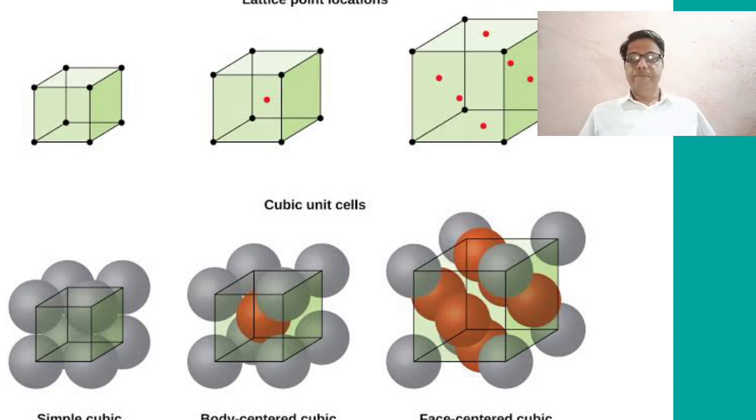And last one, base centered unit cell. The unit cell consists of particles at the center of any 2 or opposite faces in addition to the corner particles. So these are the 4 points, or say 4 types. First one, simple one is SC. This is denoted by SC, simple cubic, body centered unit cell, face centered unit cell, and fourth one, base centered unit cell.